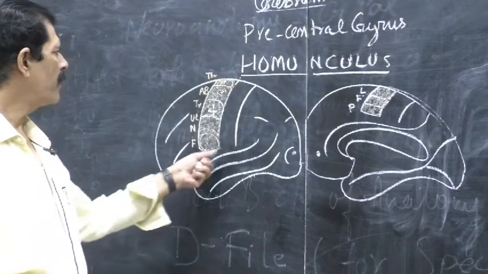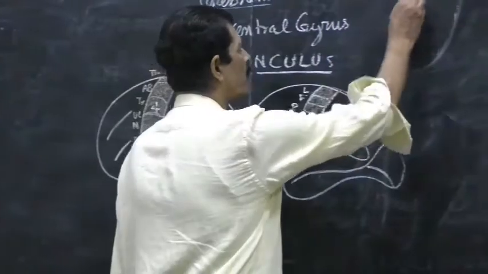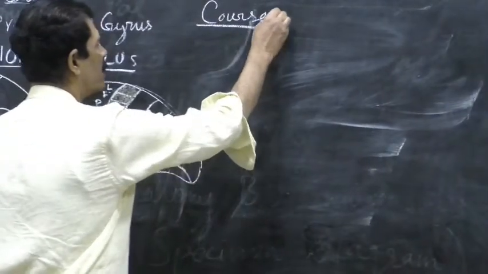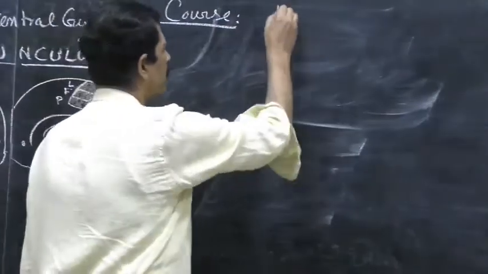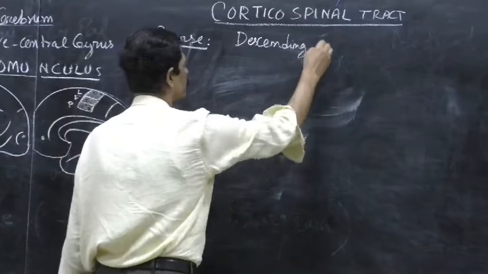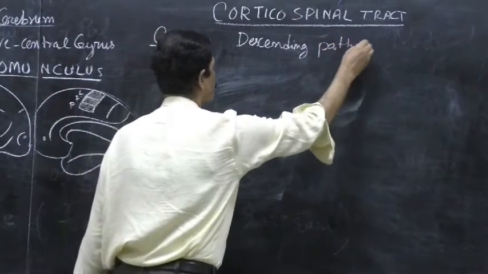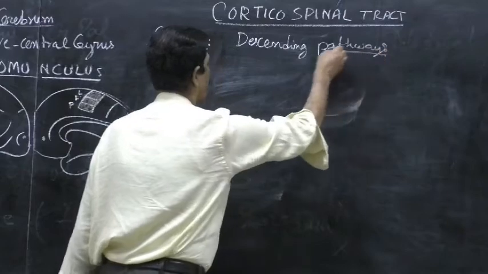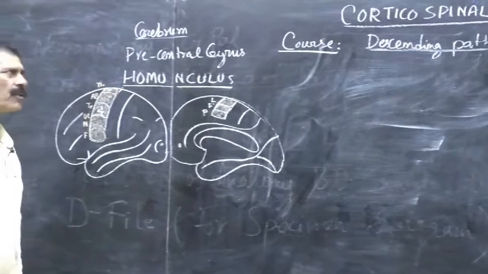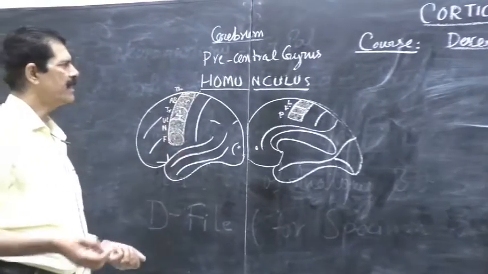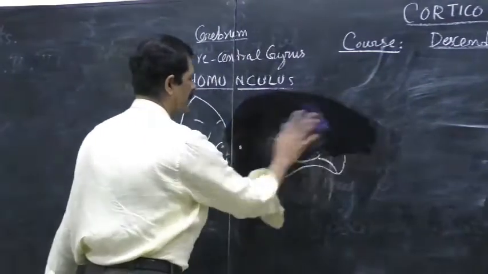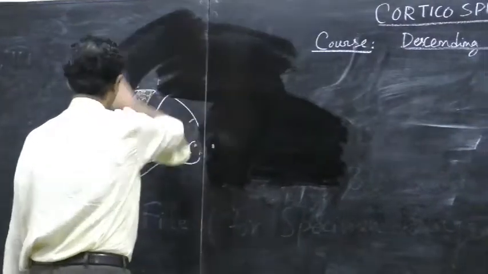So after that, now we will describe the course of the journey of these descending pathways, that is called the corticospinal. They are also called descending pathways. So the question can be asked in any form, the answer is the same. So now the cells lying in this strip of the gray matter are called the precentral gyrus.